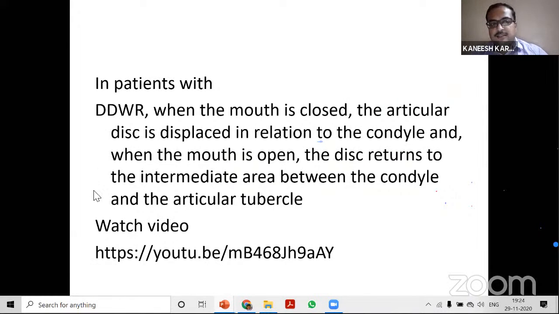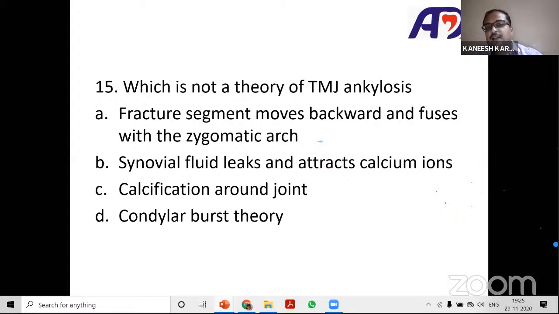Okay, in disc displacement with reduction, when the mouth is closed, the articular disc is displaced in relation to the condyle. When the mouth is open, the disc returns to its intermediate area between the condyle and the articular tubercle. Okay, which is not a theory of TMJ ankylosis.